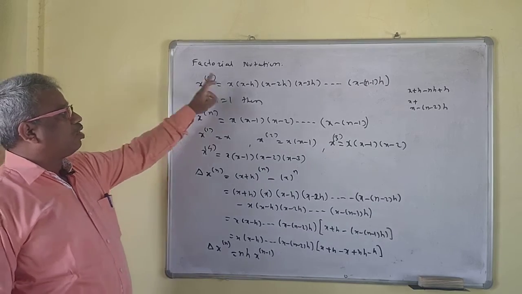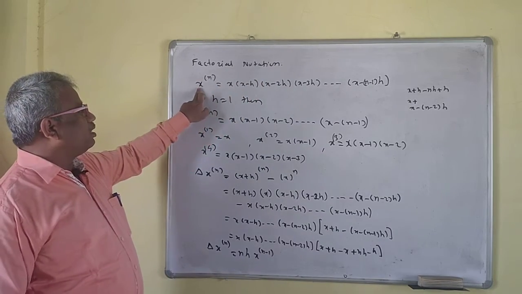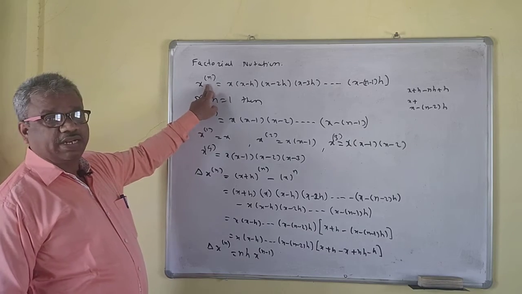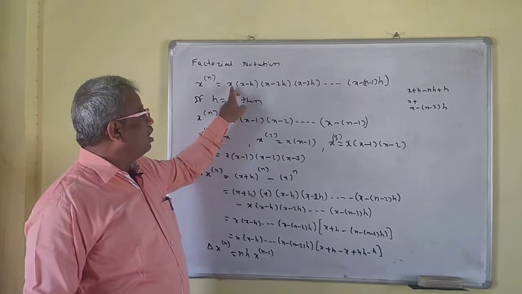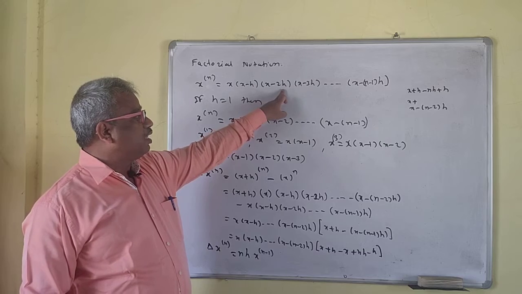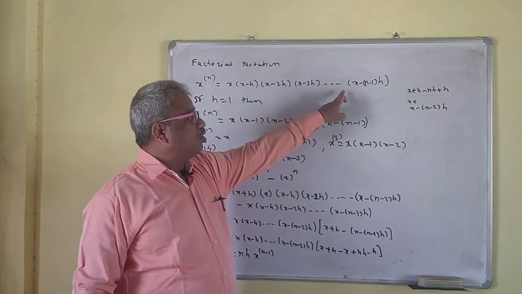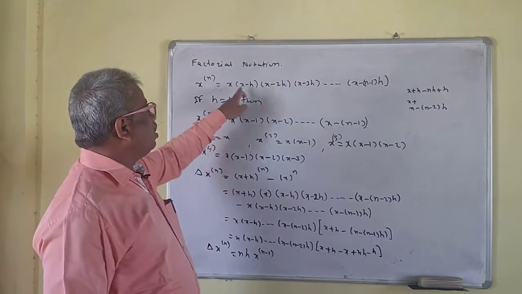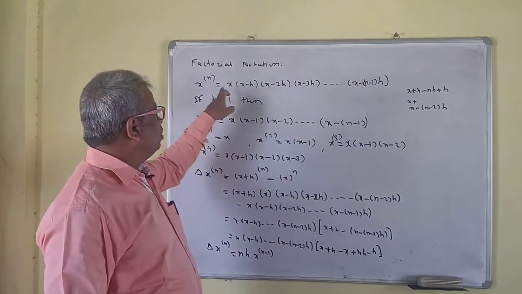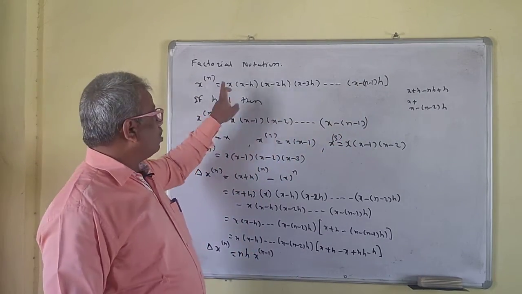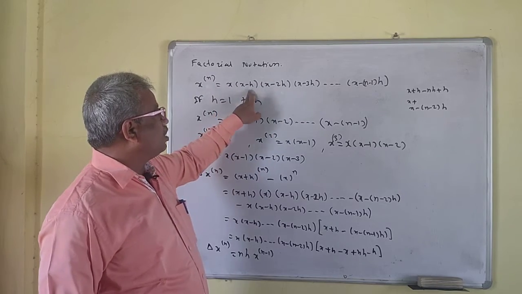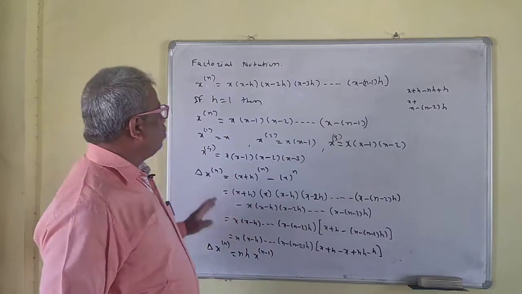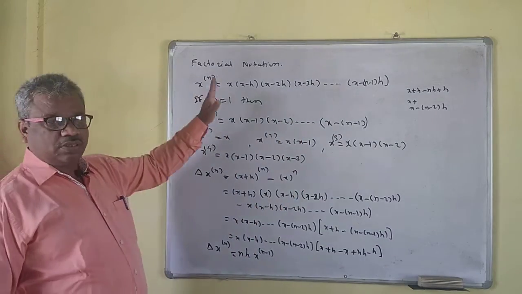Today we'll see what we mean by factorial notation in numerical analysis. The factorial notation is denoted by x to the power bracketed n, and it is defined as x(x minus h)(x minus 2h)(x minus 3h) up to (x minus (n minus 1)h). How many products are there? These are n products, so this is the first, second, third, fourth, and this is the nth term.